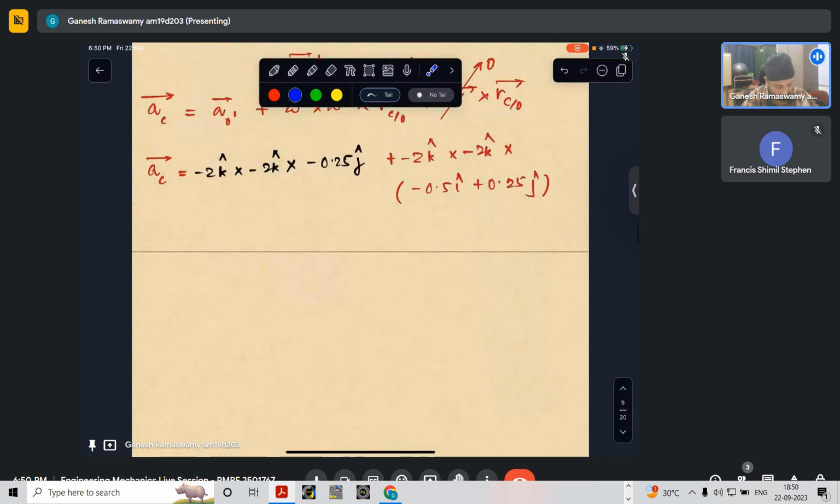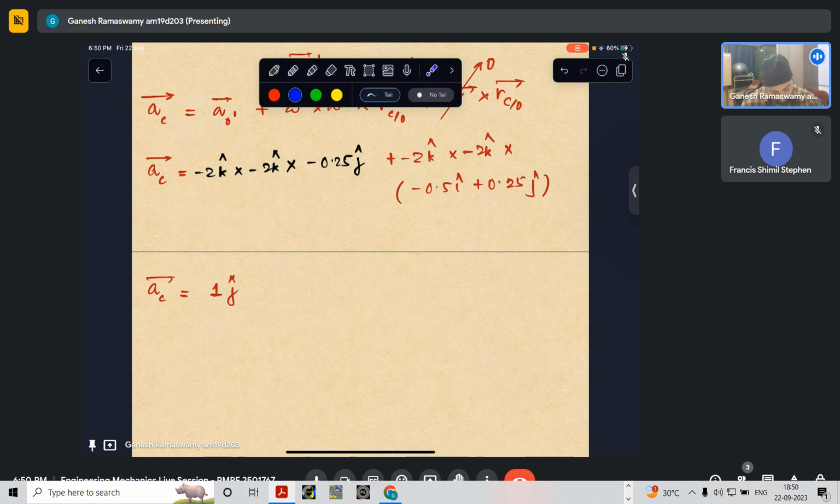So this is what we need to solve now. Acceleration at c is nothing but, what will this come out to be? 2 squared into 0.25. So minus, so this will be 1 j, which I know will point towards the positive j, so that is correct.